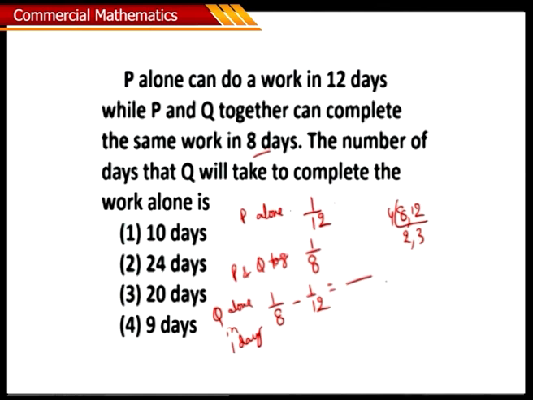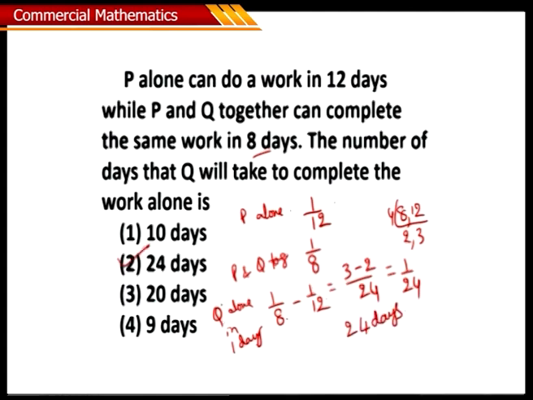So 24 is the LCM, clearly you can observe. So 8 divides 24, 3 times, so 3; 12 divides 24, 2 times, so 2. 3 minus 2 is 1, so 1 by 24. So in one day he can complete 1 by 24th part of the work. Means how many days time is needed? 24 days time is needed. So to complete this work he will take 24 days time.